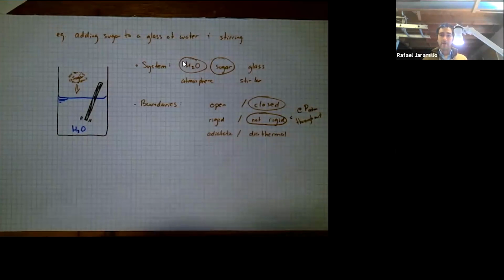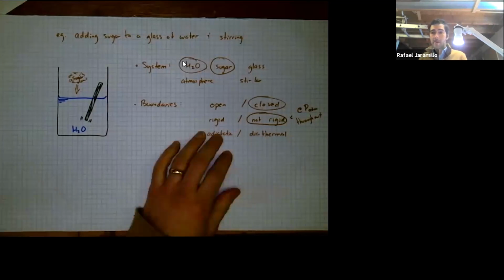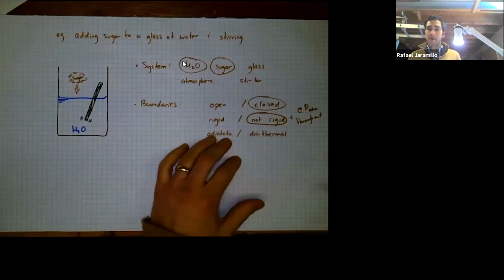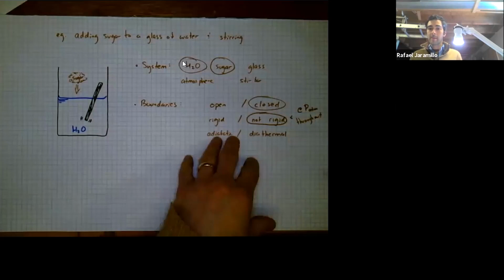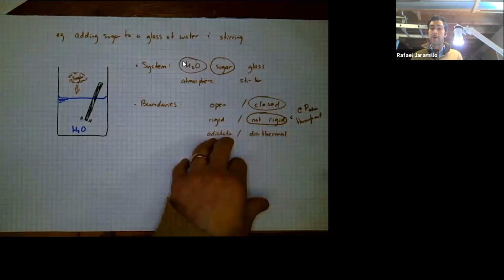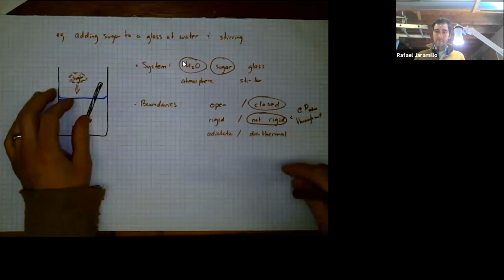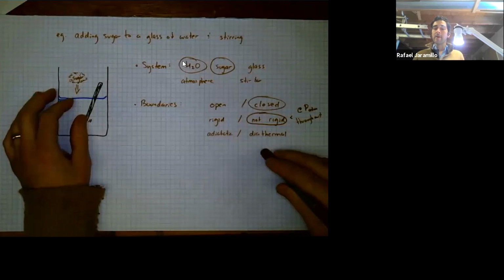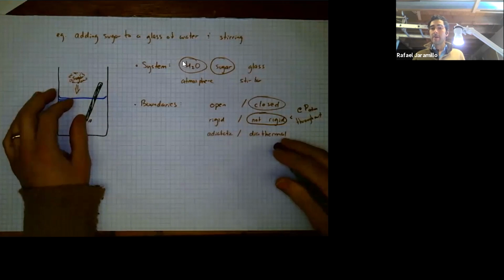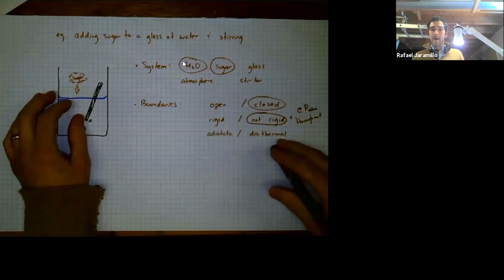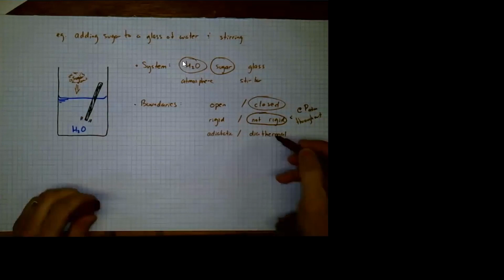All right, so what about adiabatic or diathermal? Is this adiabatic or is it diathermal? The boundaries, adiabatic or diathermal. So adiabatic means a process or a boundary that does not allow heating. So a thermally insulating boundary. And diathermal is the opposite. Diathermal is a process or a boundary that allows heating, allows heat to flow, allows heat exchange. So it'd be diathermal, right?